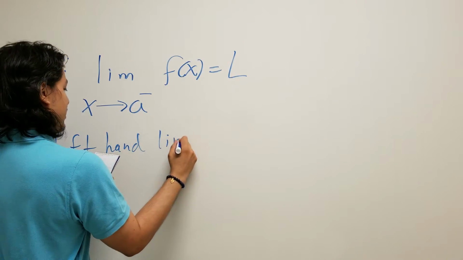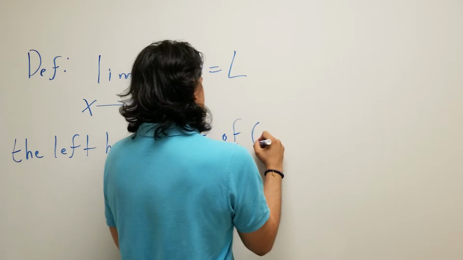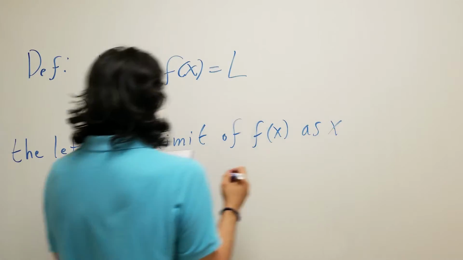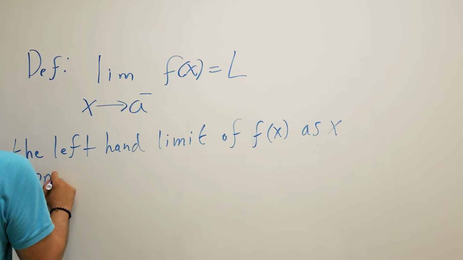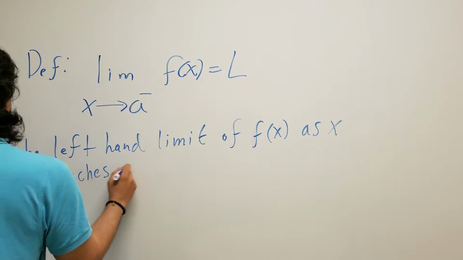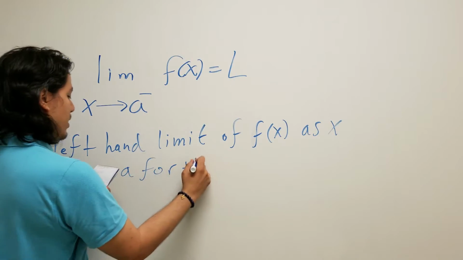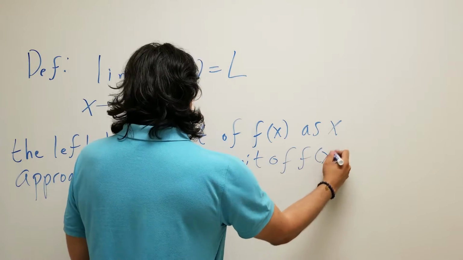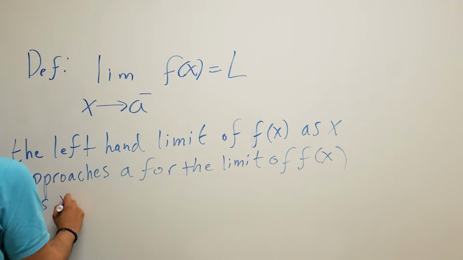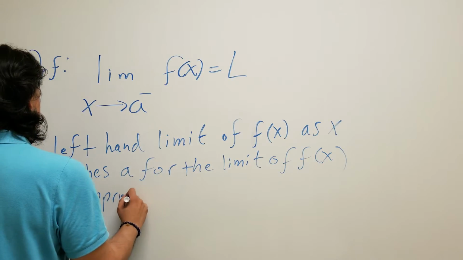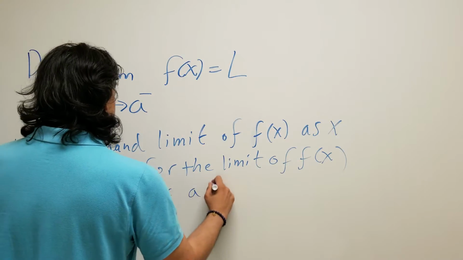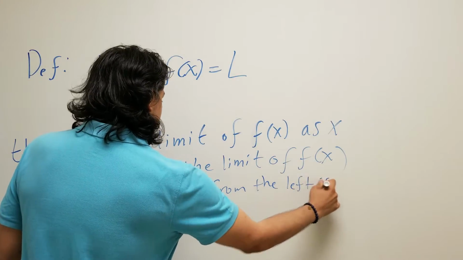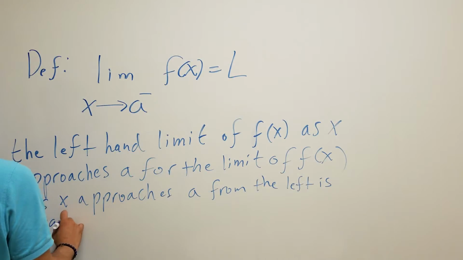hand limit of f of x as x approaches a, for the limit of f of x as x approaches a from the left is equal to L.